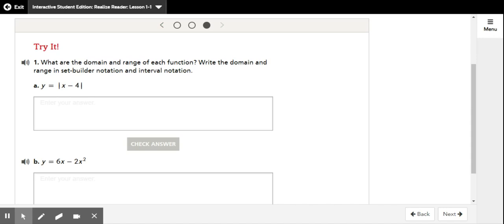Again, you should have a program where you can use a graphing calculator on your screen. Hopefully you can find it. Let me know if you can't. It'd be a lot easier if I was in the classroom with you to figure that out. Anyway, we're going to graph that first function to be able to answer it. So y equals absolute value of x minus 4.